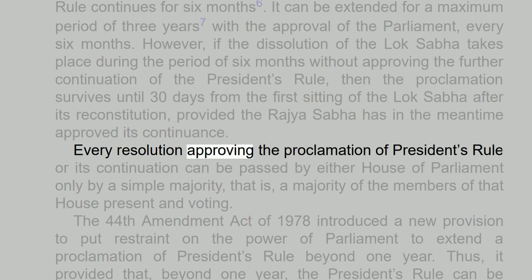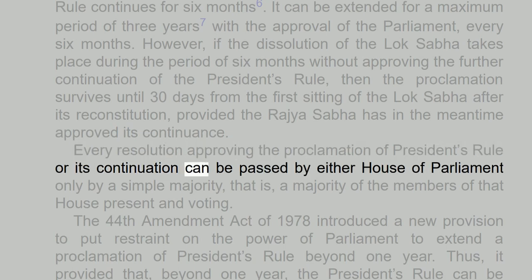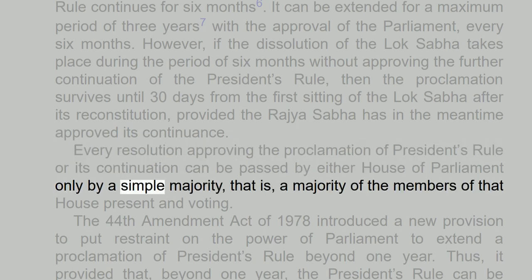Every resolution approving the proclamation of President's rule or its continuation can be passed by either House of Parliament only by a simple majority, that is, a majority of the members of that House present and voting.